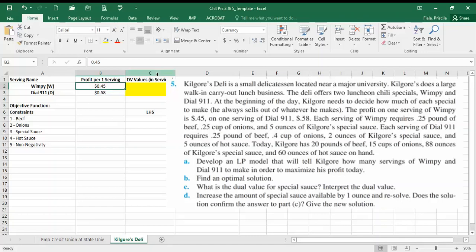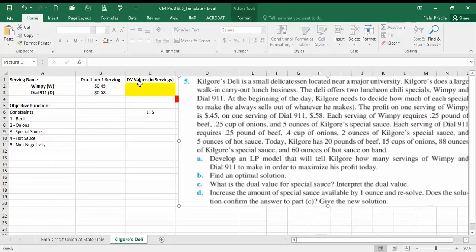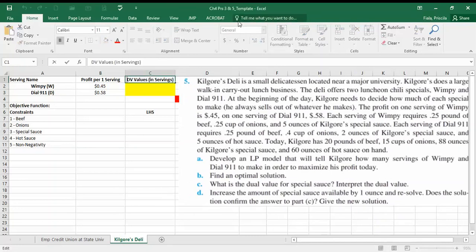So the way that I found better to identify all this is to call Wimpy W and to call Dio 911 D, and I have put the values over here. Notice that right here we are going to be determining the decision variables. This does not mean dual value. This means decision variables. If you don't want to put it like this, just put variables so it doesn't confuse you. I just didn't want the column to be too big. I don't want you to get confused, okay?